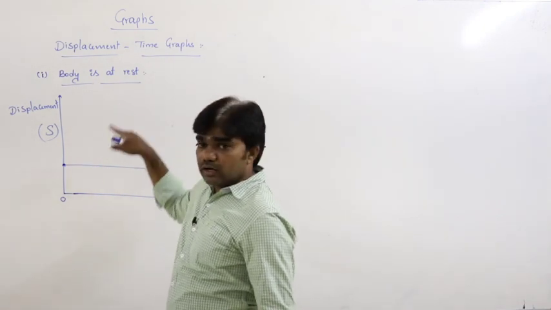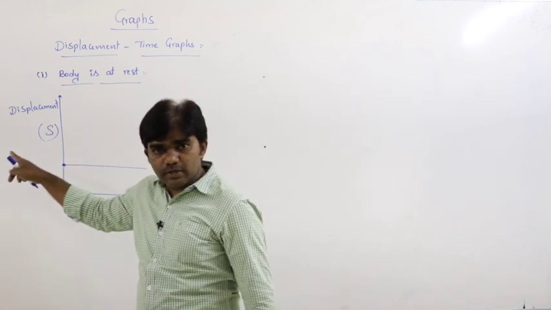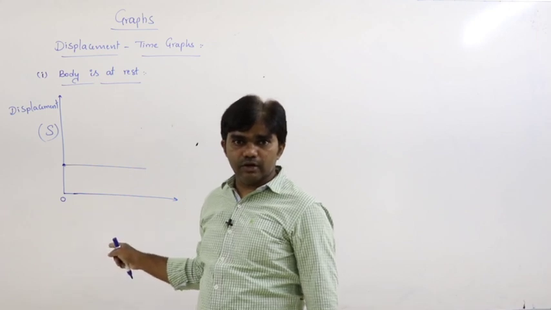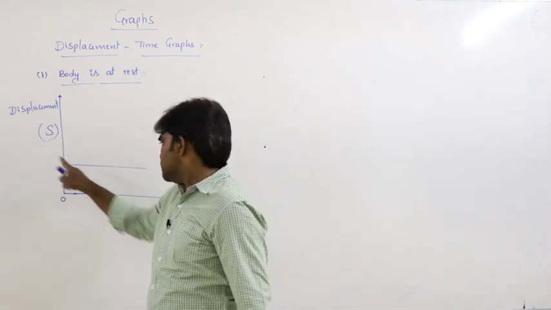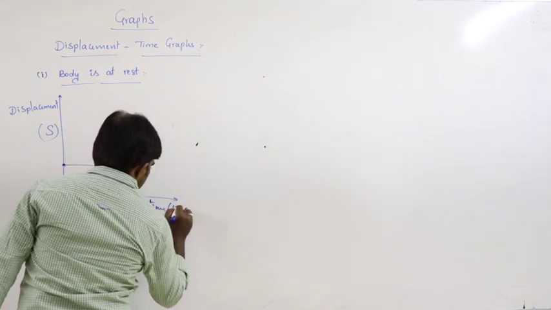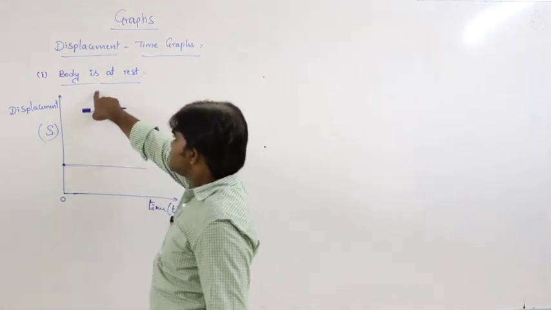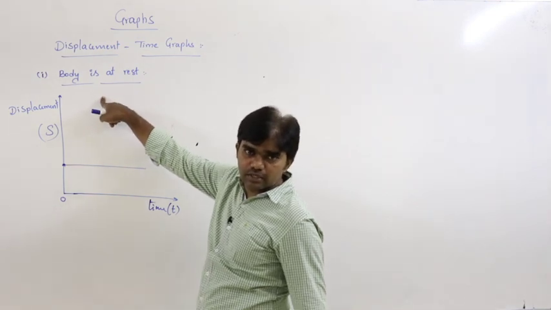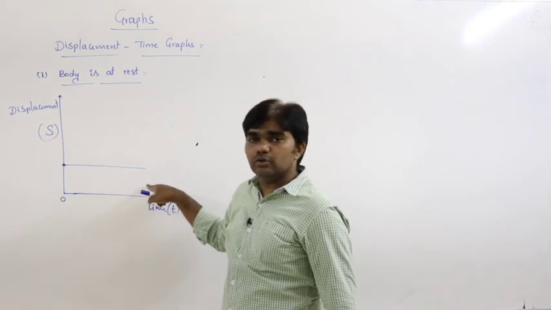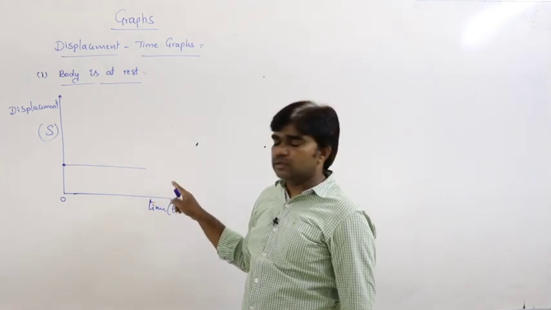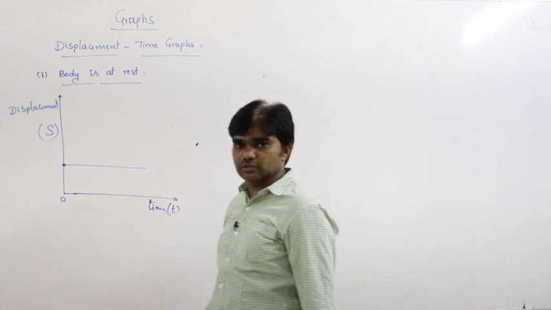For what are we drawing the graphs here? For displacement and time we are drawing the graph. In the case of a displacement-time graph, how can you represent this condition? What is this condition? Body is at rest. How can you represent this? Straight line parallel to the x-axis. The shape of the graph is a straight line parallel to the x-axis. That is the first condition.